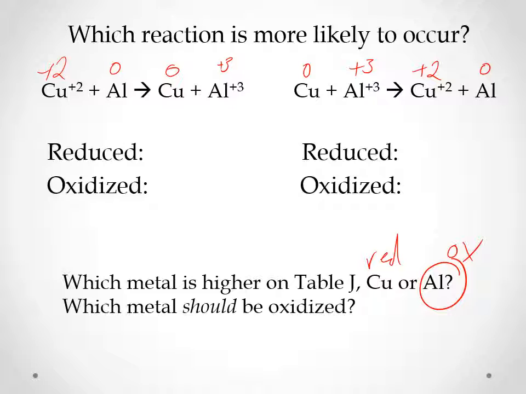Let's look at how these things changed. Copper's going from a +2 to a 0. That charge went down, so copper right here is being reduced. Al went from 0 to +3. Its charge goes up, so aluminum is being oxidized. On the right-hand example, copper goes from a 0 to a +2, so it's being oxidized. Its charge goes up. And aluminum goes from +3 to a 0, so its charge goes down. It's being reduced.